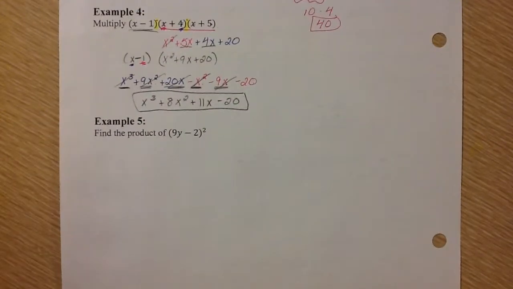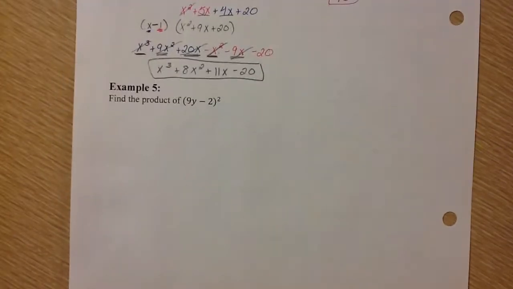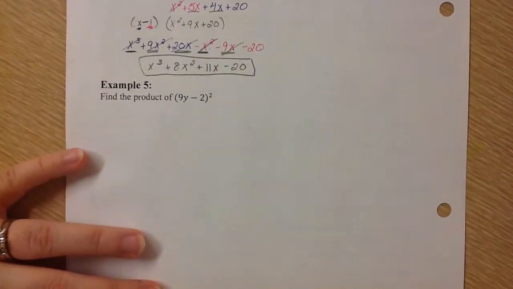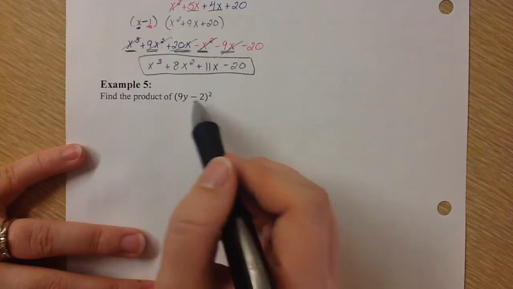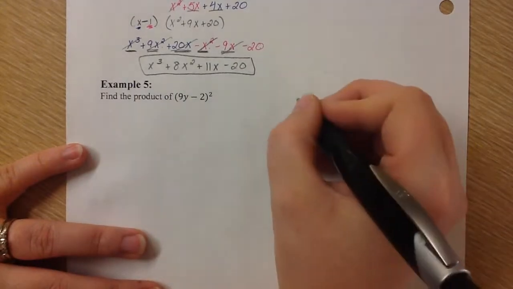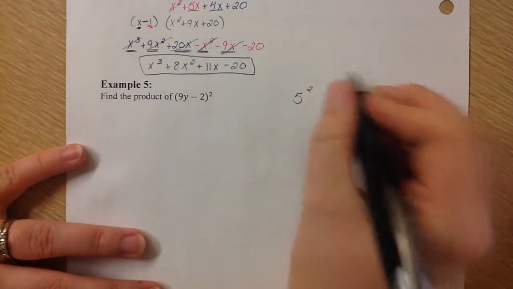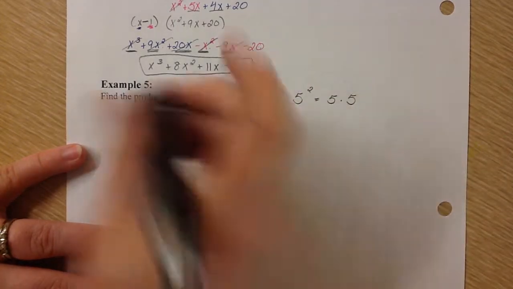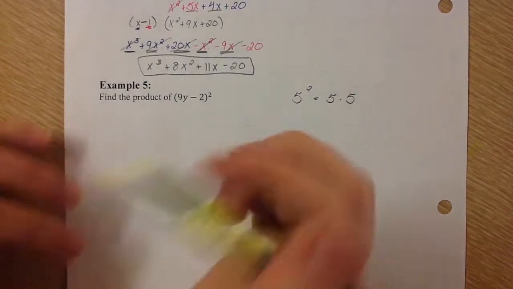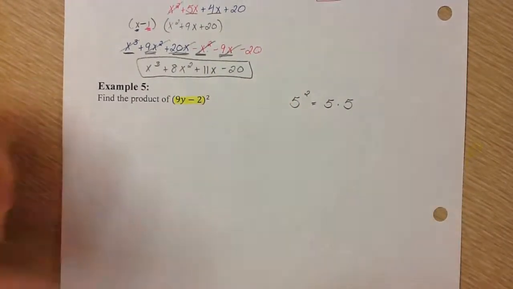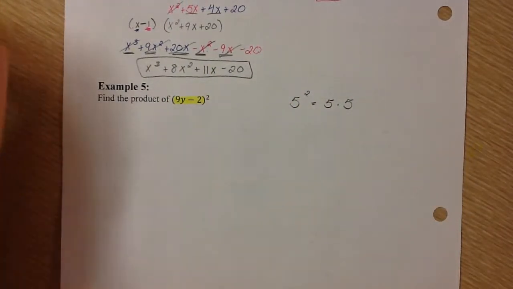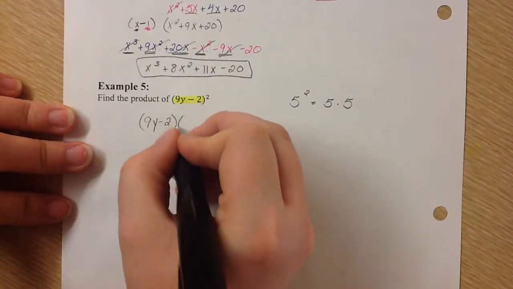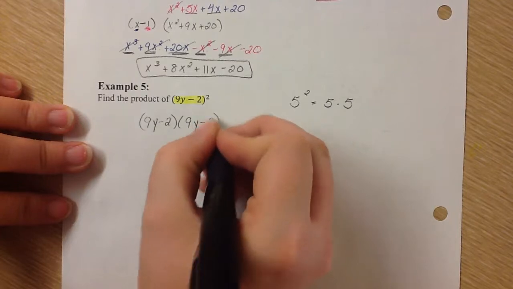Okay, all right, last example. Find the product of 9y minus 2 quantities squared. Okay, it's important to remember what an exponent does. If I have 5 to the second, this is the same as 5 times 5. So 9y minus 2 to the second means I'm taking this, 9y minus 2, times itself. So I have to take 9y minus 2 times 9y minus 2.